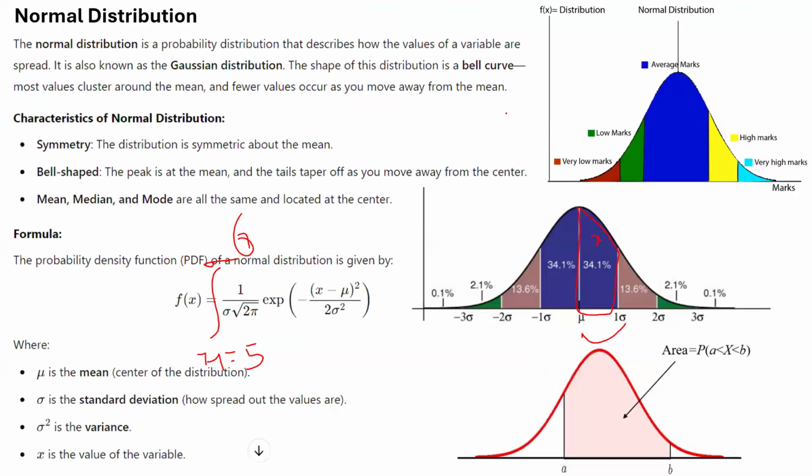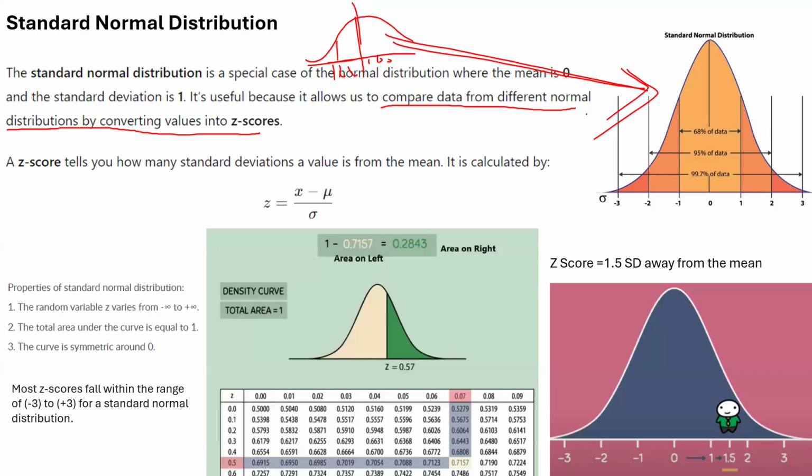So you found this as a tedious task, right? If you want to find out the area under this particular curve, it's a tedious task. There is a lot of mathematics involved within this. But if you convert that to a standard normal distribution, you have a Z score table. We call this table the Z score table.